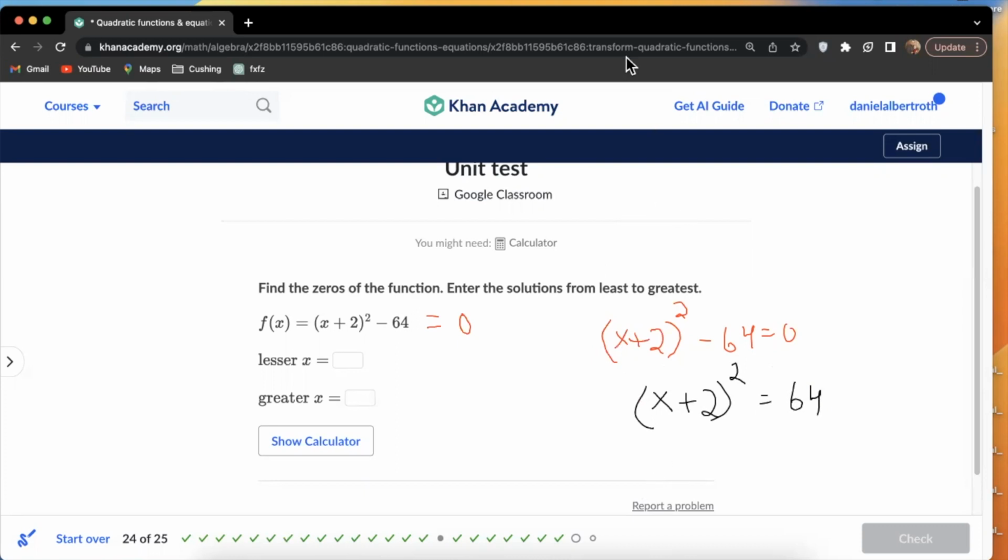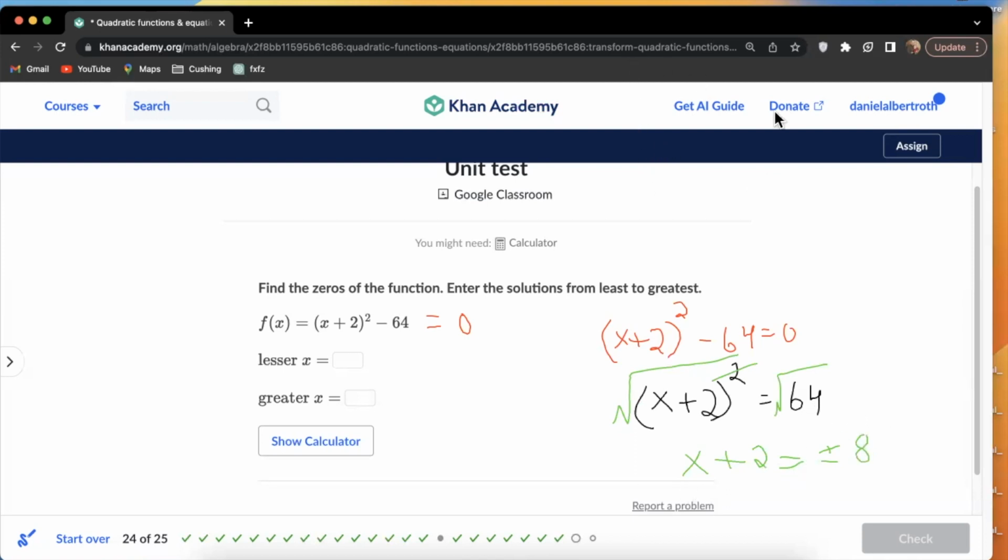And now I would probably take the square root of both sides. That's going to get rid of this squared. So I'm left with x plus 2. And the square root of 64 is 8, but it could be positive or it could be negative. So plus or minus 8. This is why we're going to get two different answers.